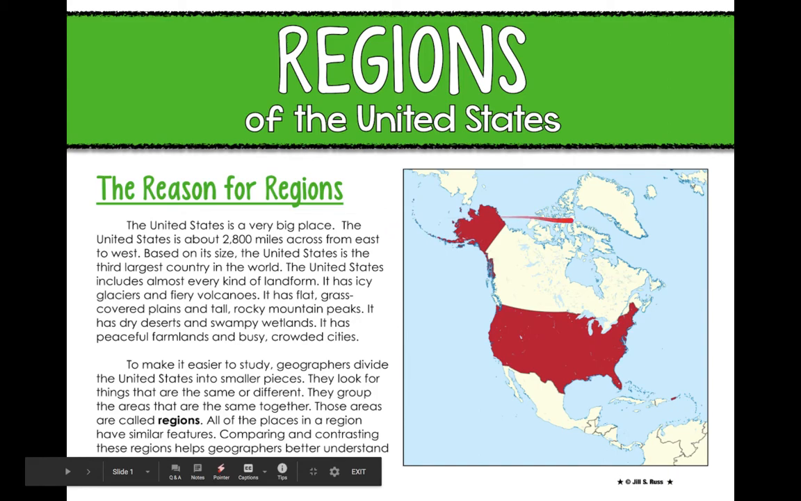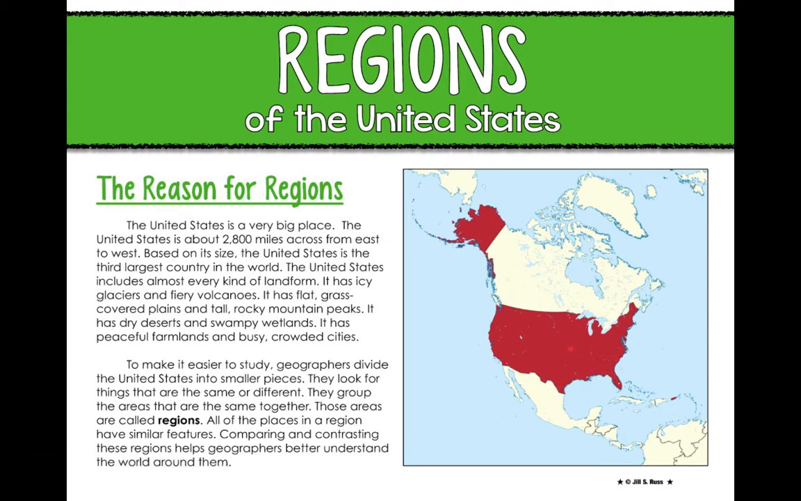Now, the U.S. is a really big place. We've got about 2,800 miles from east to west. Based on the size, the United States is the third largest country in the world. The U.S. includes almost every kind of landform. So we've got icy glaciers, fiery volcanoes, flat grass-covered plains, tall, rocky mountain peaks, dry deserts, swampy wetlands, peaceful farmlands and busy, crowded cities.